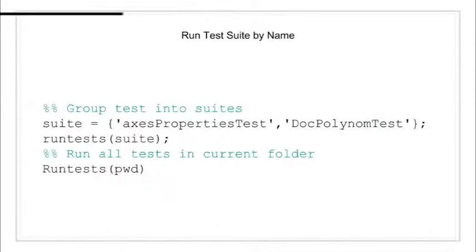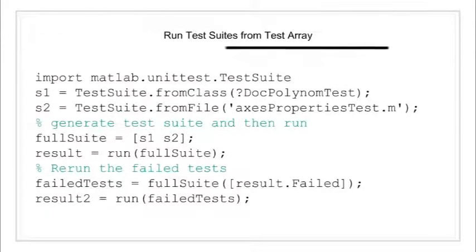The third way of running tests is running suites. Here I'm going to run a test suite by name. Here I have grouped both the class-based test, that is polynomial test, and the function-based test, that is access property test, into one test suite. Now using the run tests method, I am running both groups of tests. I can also run all the test cases in the current folder by passing pwd as an input to the run tests function.